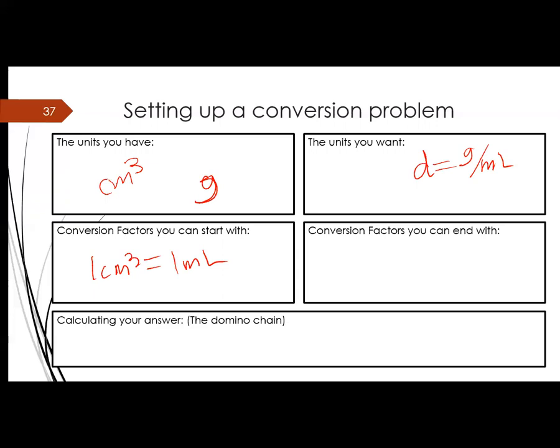Maybe we know that 1 liter is 1,000 milliliters. It all depends on what you're working with, where you're trying to go from. And so then when you want to connect that chain, we could have started with our grams on top. We should divide that by our cubic centimeters because we want that at the bottom. And we want 1 cubic centimeter and our milliliter to cancel out, and we could get into grams per milliliter.